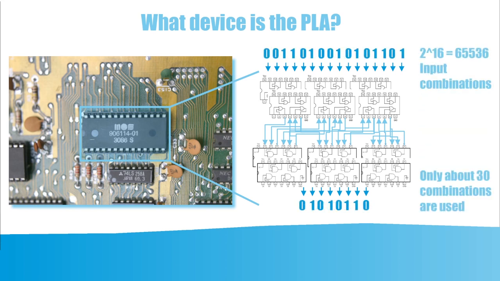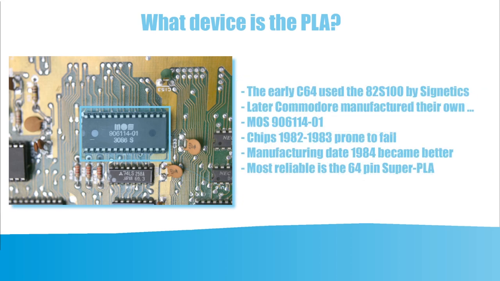The PLA in the C64 has 16 inputs. That corresponds to 65,536 different input combinations. But only about 30 of them are used, as we will see later. The early C64s came with the pre-programmed 82S100 by Signetics. Later, Commodore MOS made their own chips, labeled with MOS part numbers. MOS simply copied the chip from Signetics and made a masked version, so the MOS chips were not reprogrammable anymore.